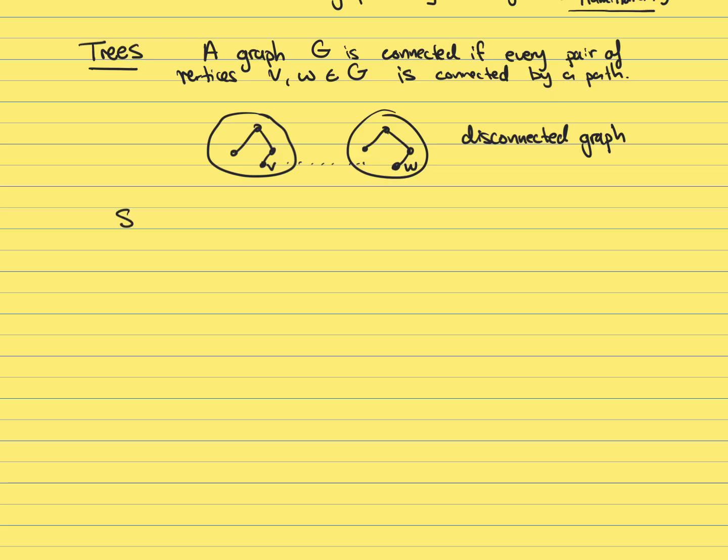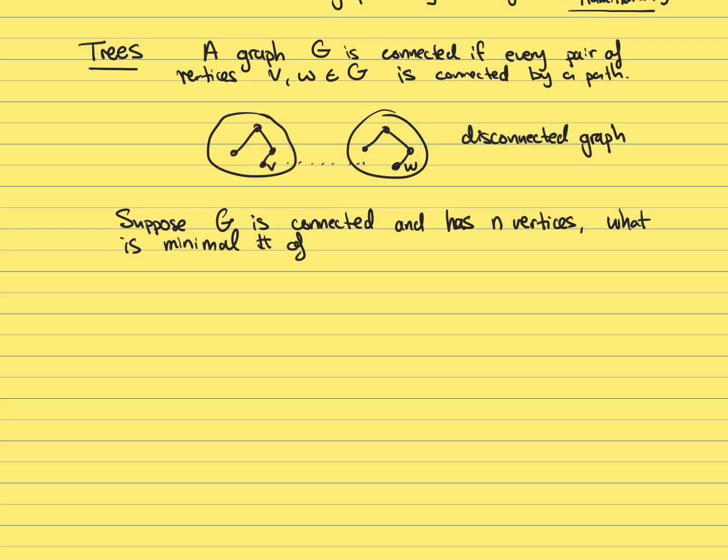So you can ask, suppose there's a connected graph, so G is connected, and has n vertices. What's the minimal number of edges it can have?